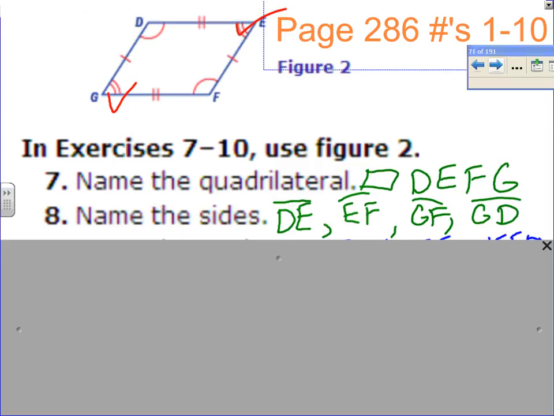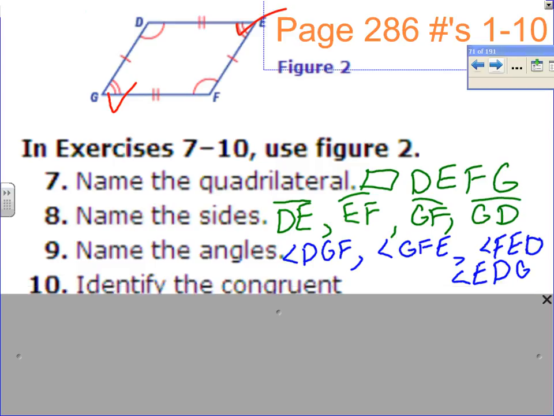Well, it is a parallelogram. No, you're correct. It just meant using notation. But to be honest, I wouldn't have marked that wrong because you're right. You are specifically naming the quadrilateral. That's chapter 8 in geometry. You guys will do that. Yeah, exactly.